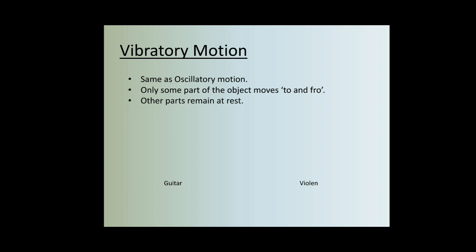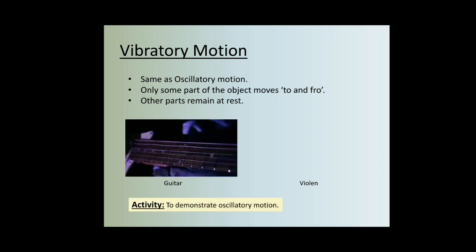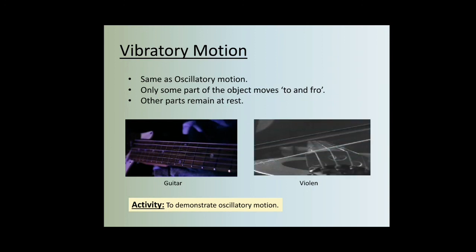If you have seen some musical instruments, it will be clear to you that all these musical instruments are having vibratory motion. For example, a guitar, a violin. In guitar and violin, the wires are moving. Wires are having to and fro motion, whereas the rest of the part of the guitar remains at rest. So we can say that all the musical instruments are having vibratory motion.